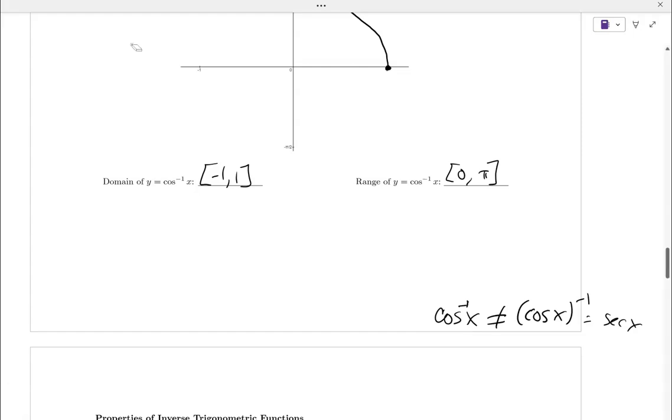Another notation you might see in other books or other resources, if instead of a little superscripted negative 1, you see ARC in front of it, that also means inverse cosine, or arc cosine, sometimes is what people will say. That's another notation.